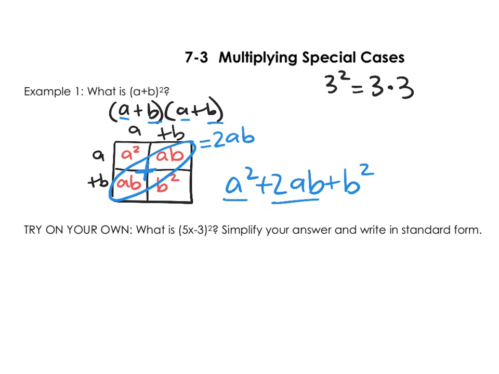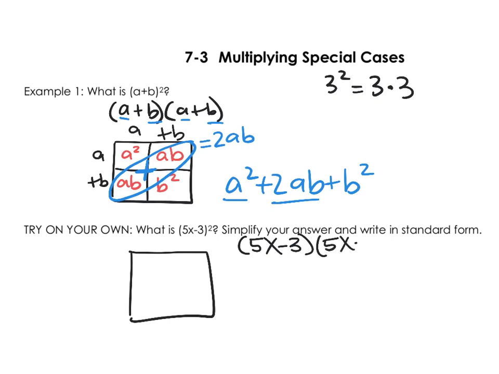So let's do an example. If you want to pause and try the one below and see what happens, it should end up being like the first example. Now that you've tried that one, let's see how you did. So they had a (5x minus 3) squared. So basically we are doing a 5x minus 3 times another 5x minus 3. So I'm doing 2 things times 2 things, and I'm going to use the box. So the 5x minus 3 times another 5x minus 3.